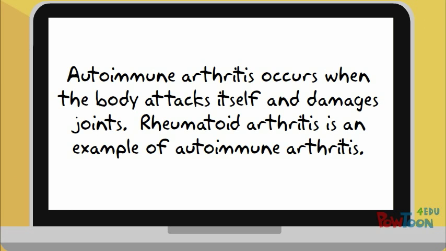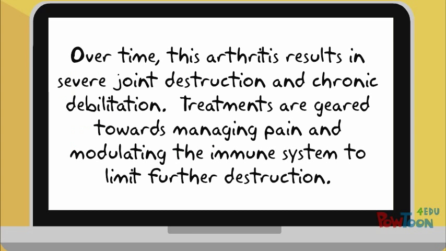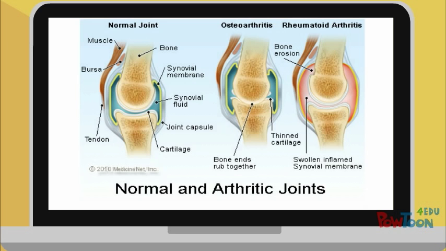Autoimmune arthritis occurs when the body attacks itself and damages joints. Rheumatoid arthritis is an example of an autoimmune arthritis. Over time, this arthritis results in severe joint destruction and chronic debilitation. Treatments are geared towards managing pain and modulating the immune system to limit further destruction.